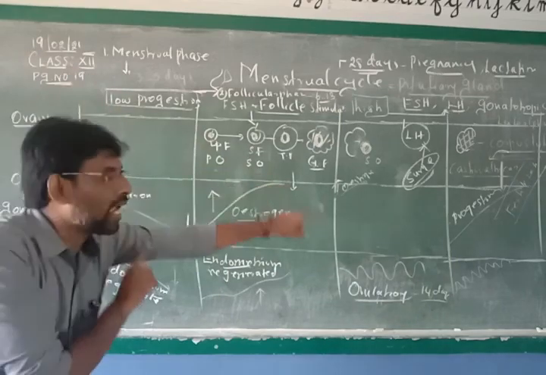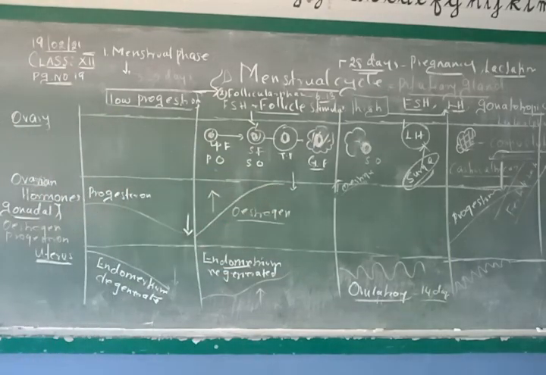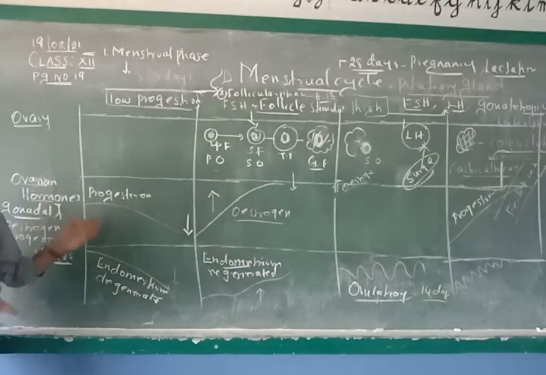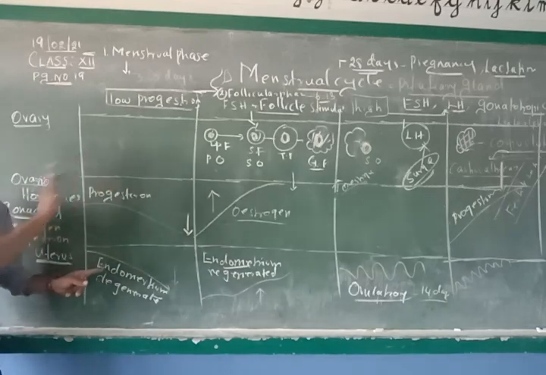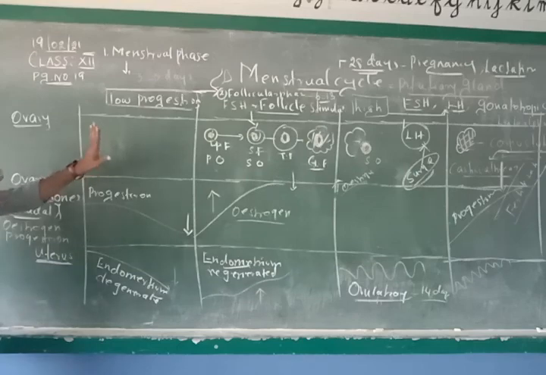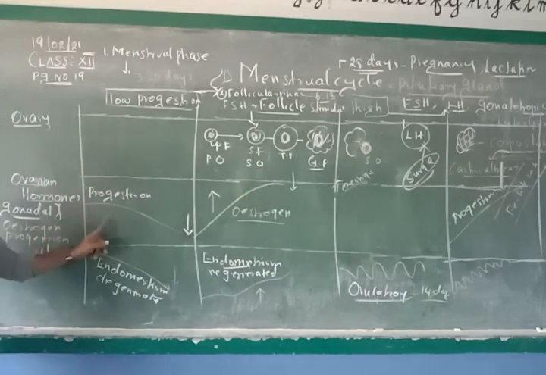If corpus luteum is there, definitely there should be an indication of pregnancy. Why? Progesterone is there. If pregnancy is not there, if the egg is not fertilized, the corpus luteum will change into what is called corpus albicans. At corpus albicans, progesterone level decreases. I have not written anything here. You should write corpus albicans here. If I write it at the beginning itself, you will not understand. That is why I left this box empty. You can understand that corpus luteum only leads to progesterone level decreasing. So the endometrium is not there.